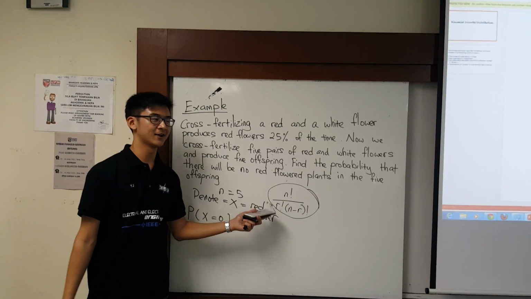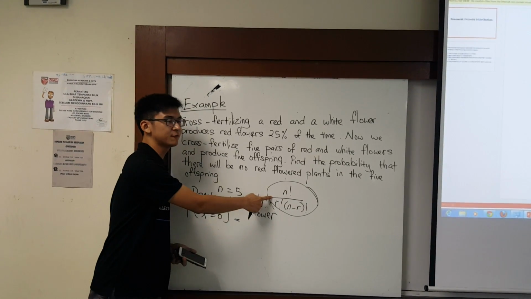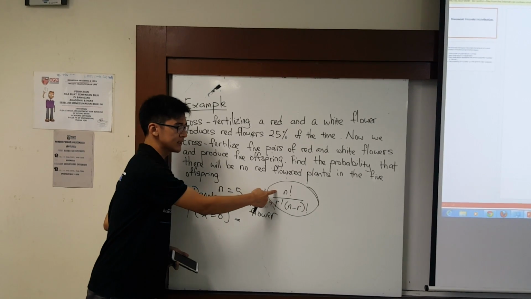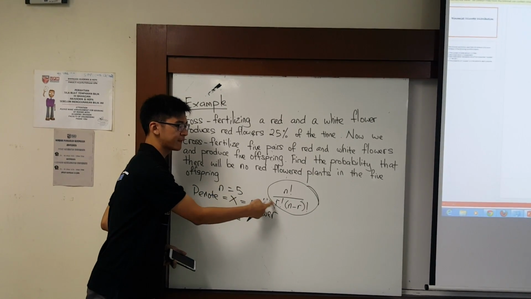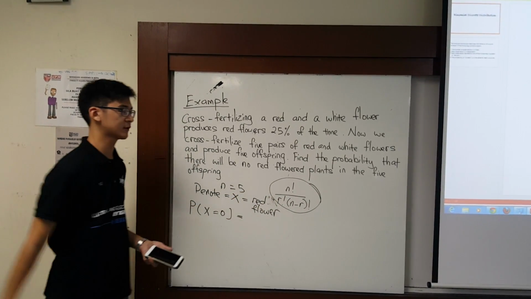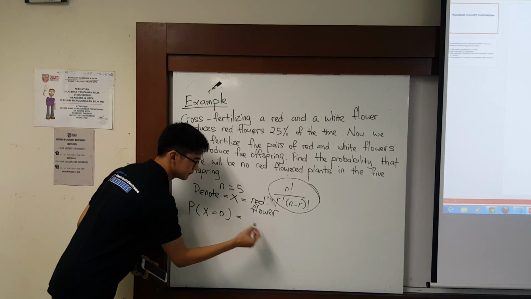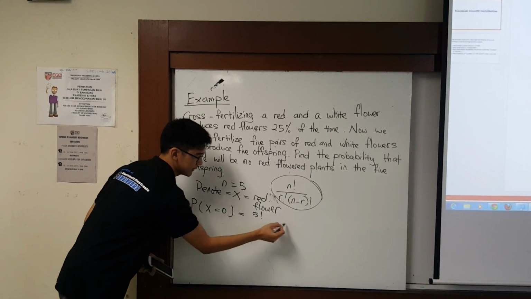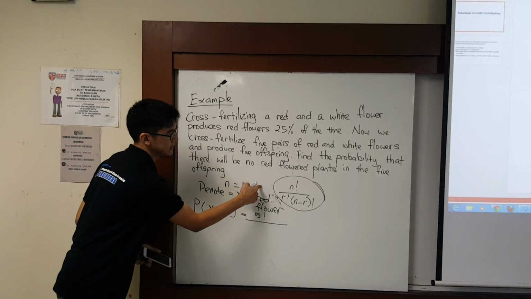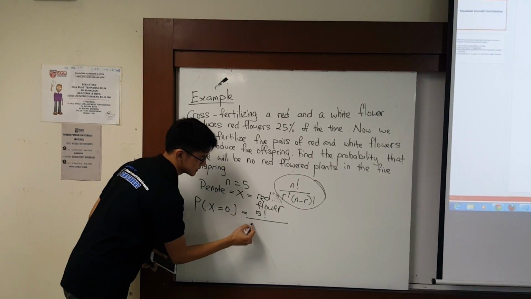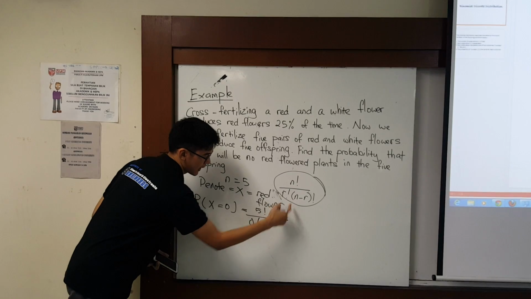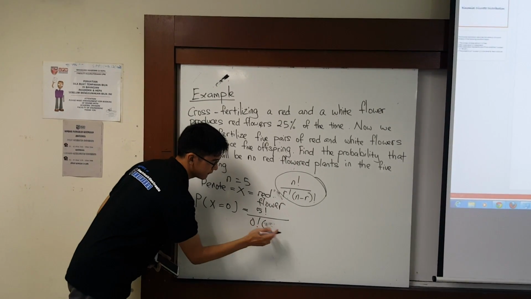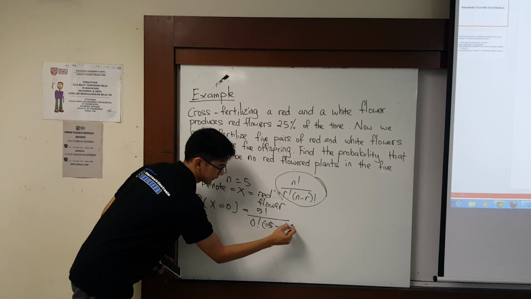What is this equation actually? This is the equation for combinations: n factorial divided by r factorial times (n minus r) factorial. So we apply it here. Here n is equal to 5, and r is 0. And then n minus r is 5 minus 0 factorial.